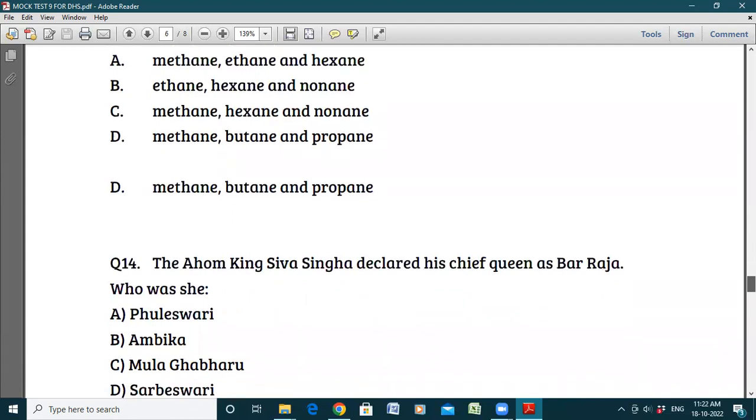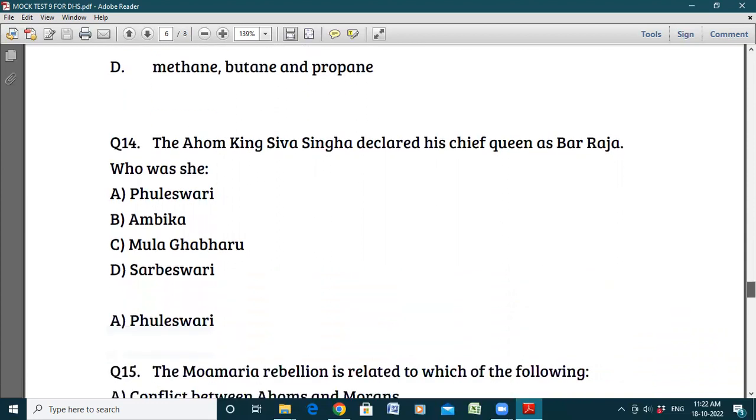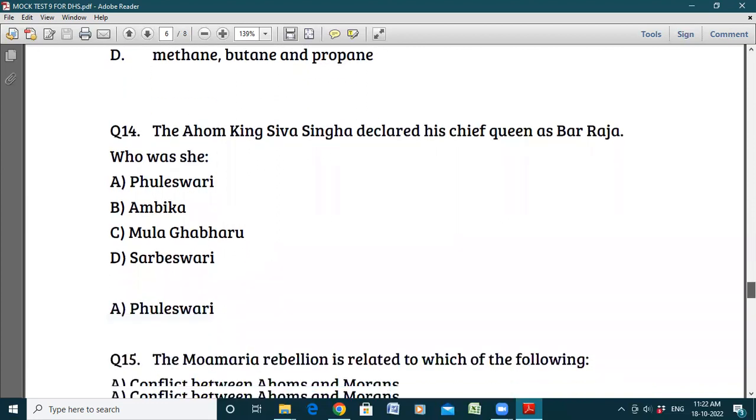Then question number 14, the Ahom king Sivasingha declared his chief queen as Bor Raja. Who was she? Who was the one that the Ahom king Sivasingha declared as Bor Raja, his chief queen? And the answer is Phuleshwari, that is option A is the correct answer.